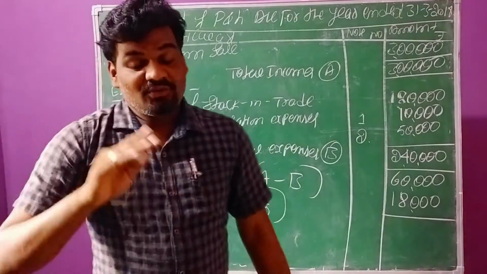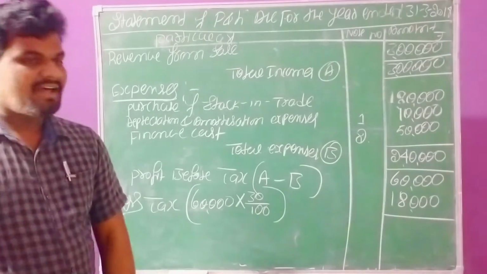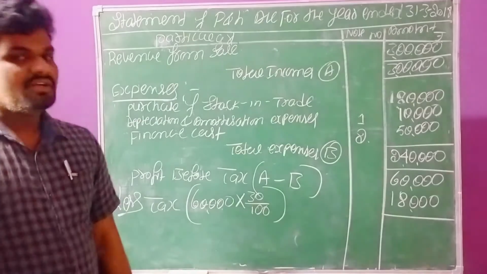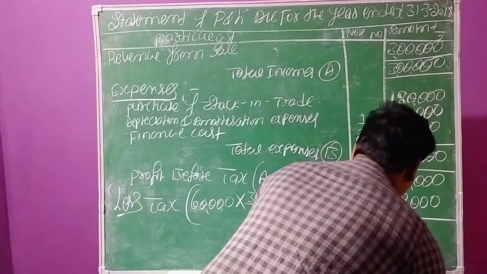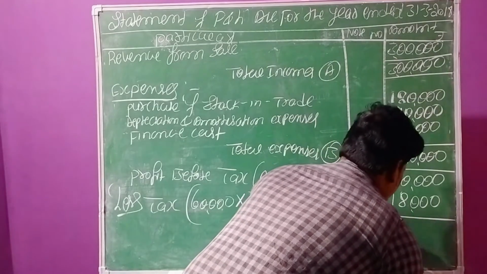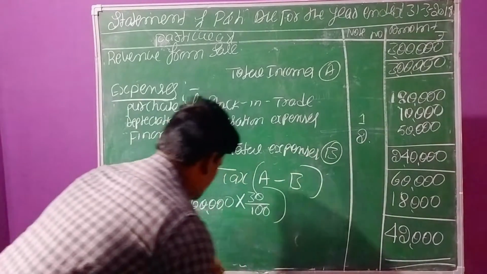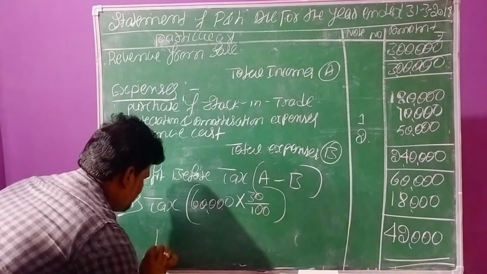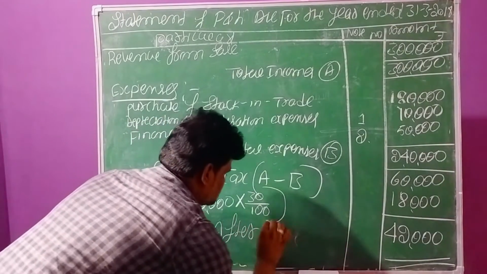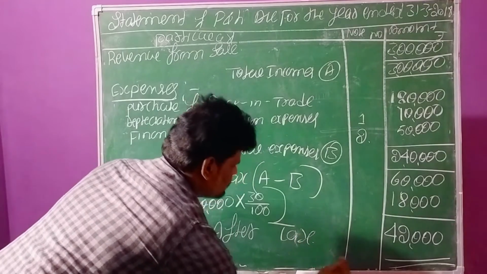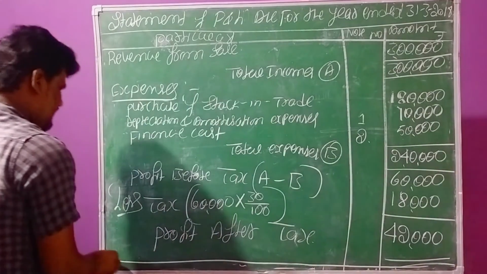But finally, we need to ascertain the profit for the year after deducting tax, the remaining balance. This is total profit after tax. 60,000 minus 18,000, the remaining balance is 42,000. This is profit after tax. This profit after tax we can treat as total profits for the year.